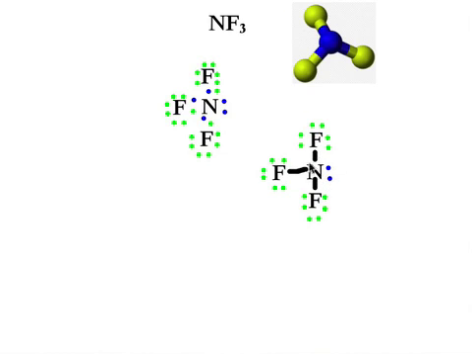So again, it has 1, 2, 3, 4 pairs for nitrogen. That would make 8 electrons. 1, 2, 3, 4 pairs for each of the fluorine. Again, 8 electrons. Now let's look at the next compound.